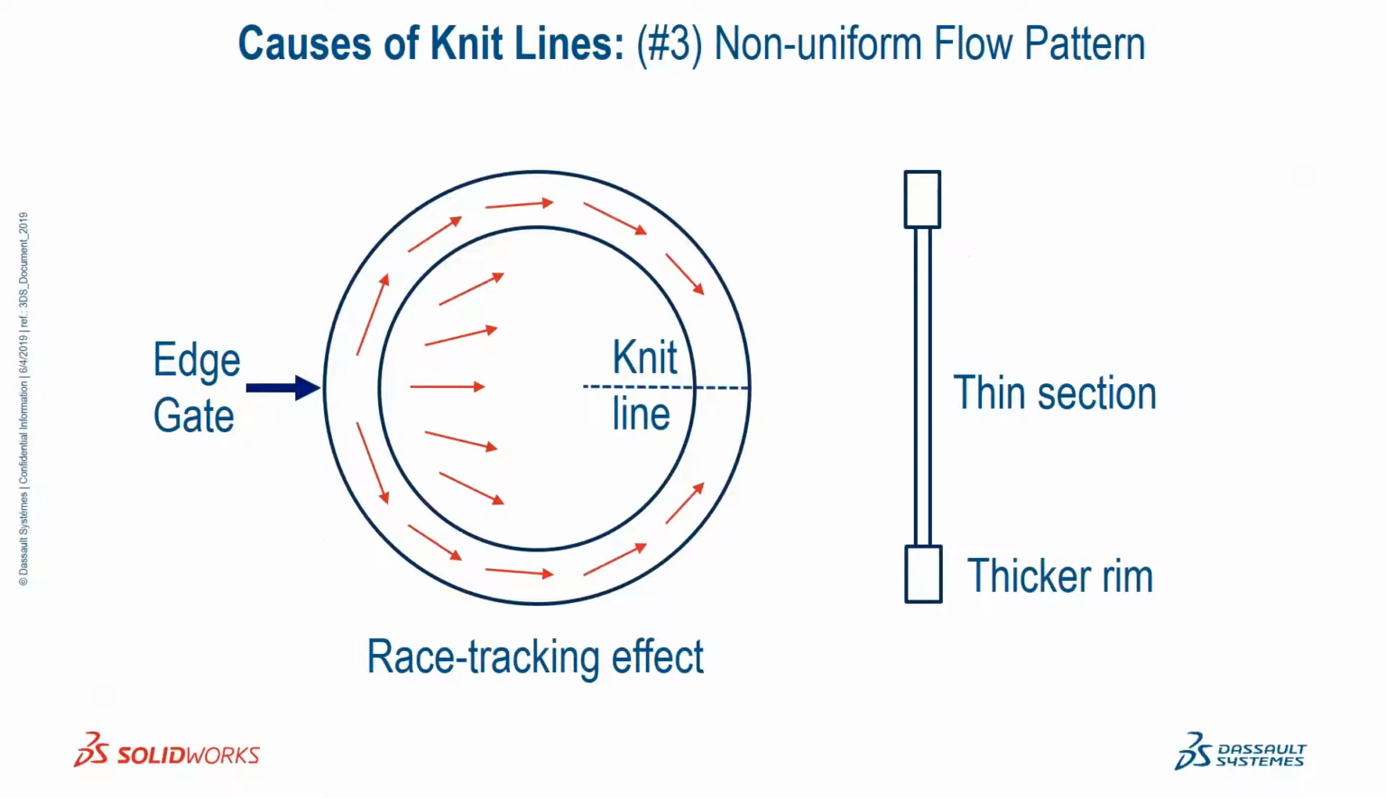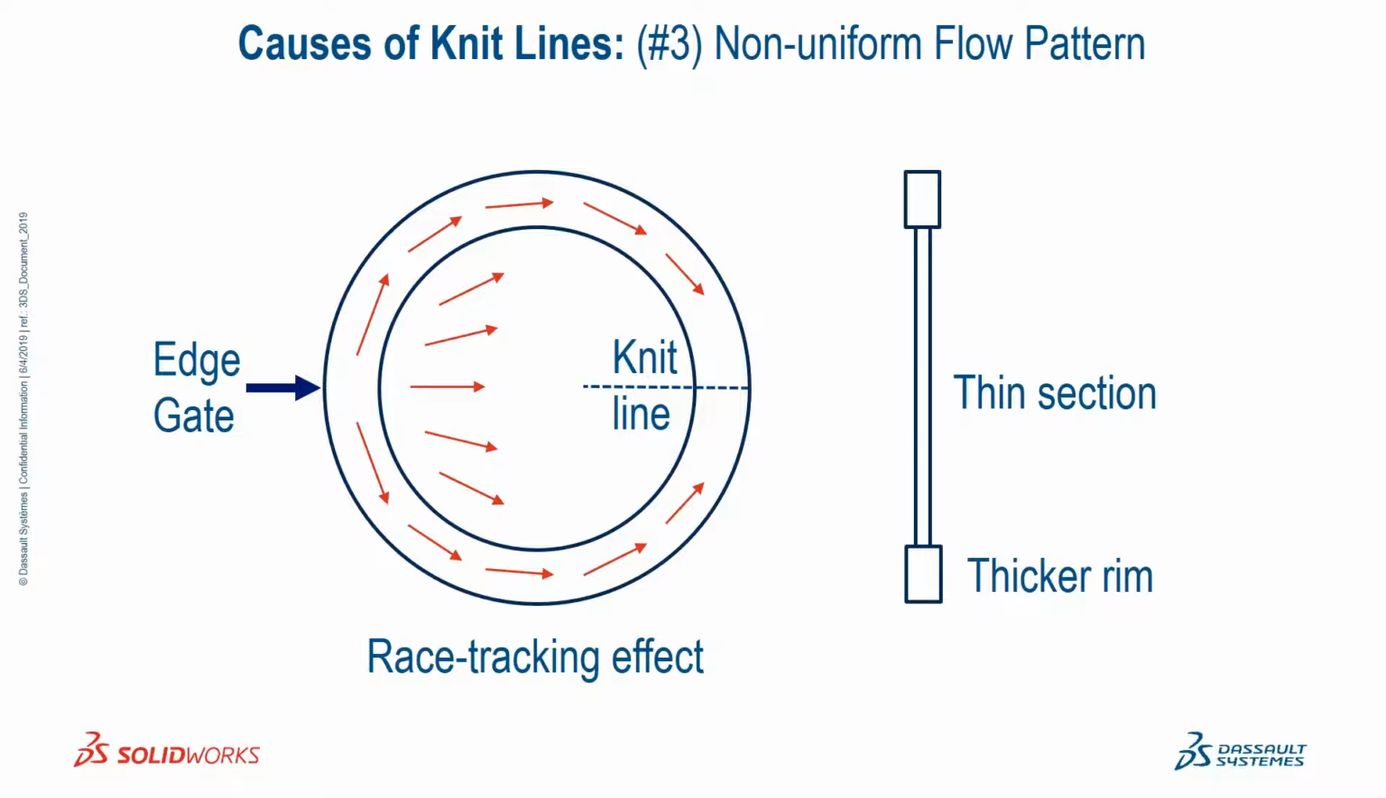And the third reason that we're getting knit lines would be one where we don't have symmetrical parts and we have a more complicated flow situation, oftentimes due to the fact that the part may have variable wall thickness. So in this case, the simple disc, which has a rim around the outside that's thicker than the central region of the part.